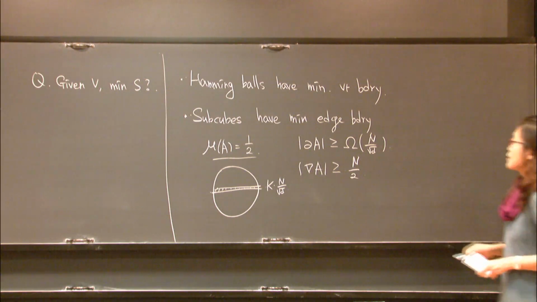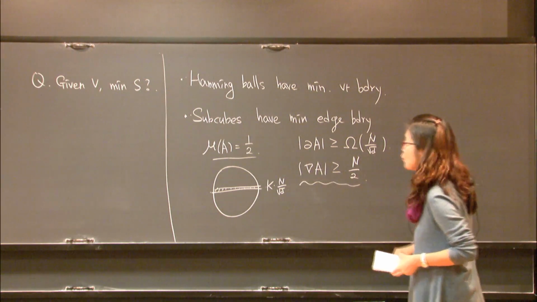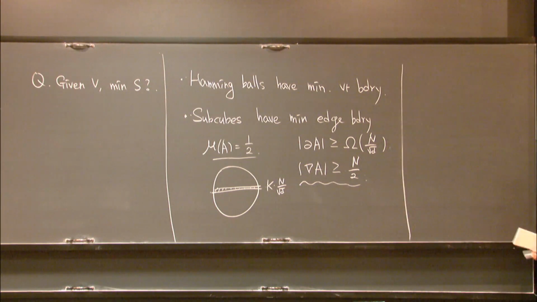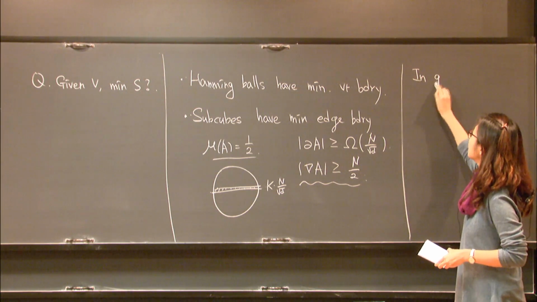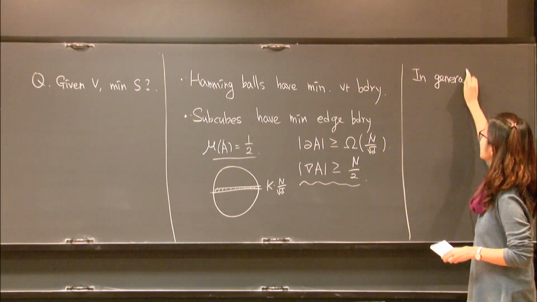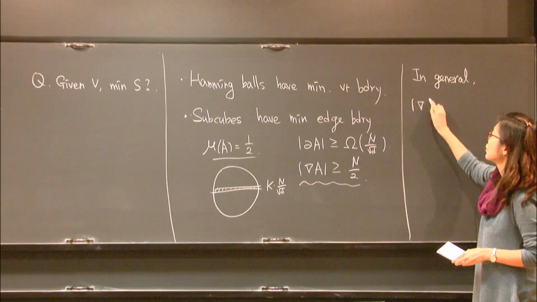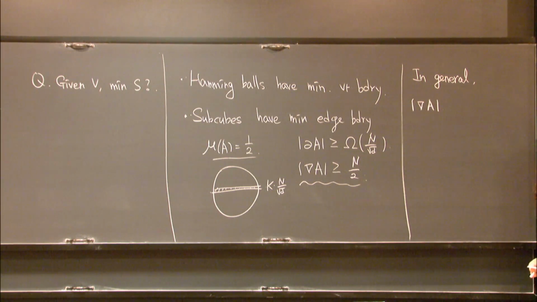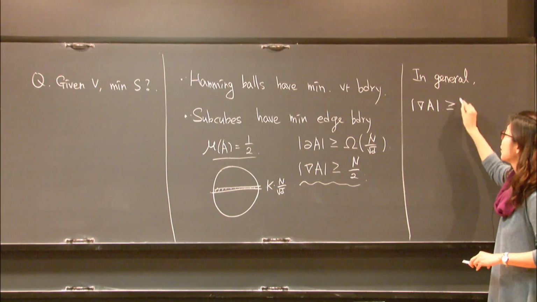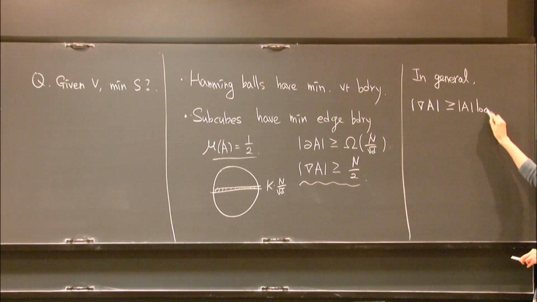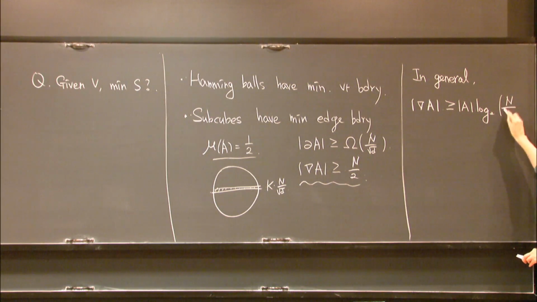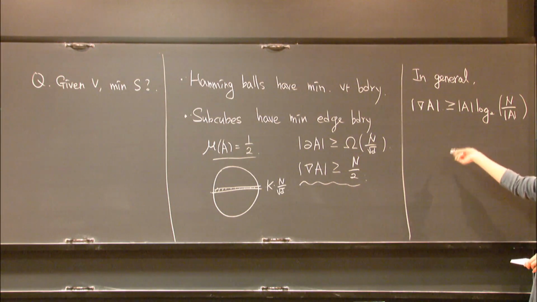And for this edge boundary, actually there is some nice formula. We know that in general, for any measure, the size of the edge boundary is at least |A| times log of N over the size of A. And this inequality is tight, and the tightness is achieved when A is a subcube.